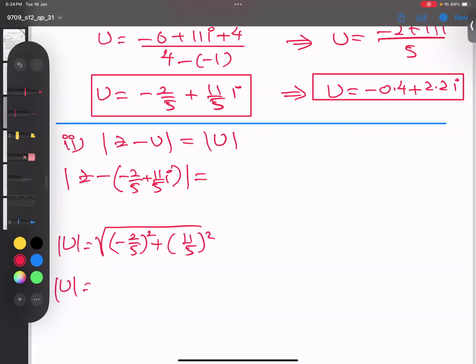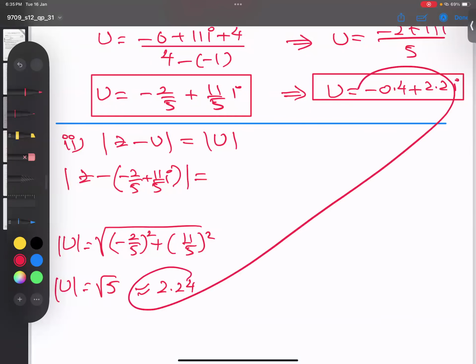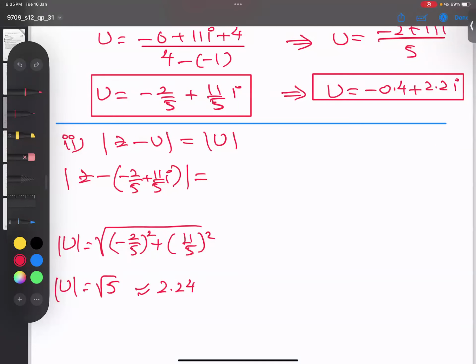So when I type in the calculator, 4 divided by 25 plus 121 by 25 is giving me, hold on, let me type again. So 2 over 5 square plus 11 over 5 square, and I'm getting root 5. Root 5 in decimal format, if you check it, although this decimal format is just for us, not for the examiner, is 2.24 approximately. It will help us to draw a sketch.